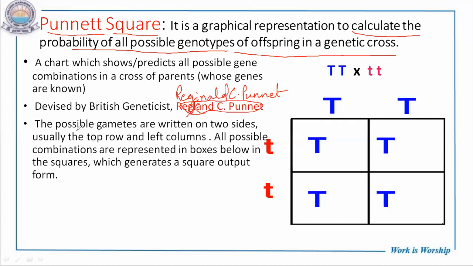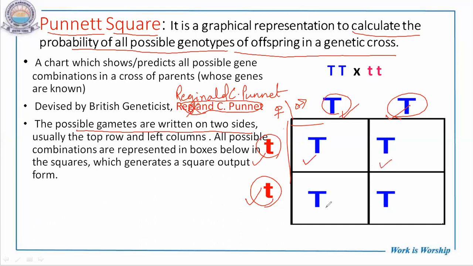How is it done? The possible gametes, male and female gametes, are written on the two sides. Here you can see capital T is written. These are the gametes. Then you can mention the parents. Suppose this is male and this is female. That means these are the female gametes, these are the male gametes. So first you have to write down the gametes on both sides, usually on the top row and the left column. Then all possible combinations will be represented in those boxes.